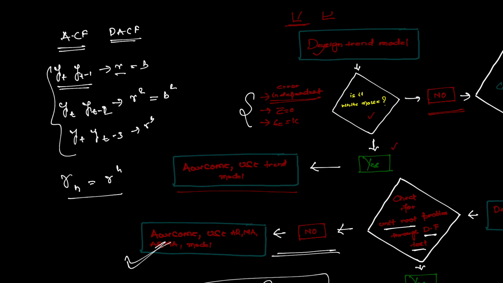That is ACF. But the problem with ACF is that ACF is a dirty correlation between yt and yt minus 1. However, there is no dirty correlation between yt and yt minus 1.